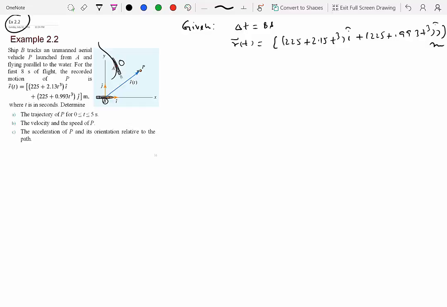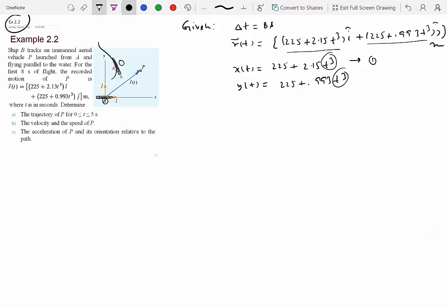What do we know? We know that this is the trajectory for the first 8 seconds. This is telling you the x position of the particle P, and this is telling the y position of the particle P. So let's write x of t equal to 225 plus 2.15 t cubed, and y of t equal to 225 plus 0.993 t cubed. If I want a relationship between x and y, which would give me the path or the trajectory of P, all I have to do is get rid of the t. In both equations we have t cubed, so it's an easy thing to get rid of.